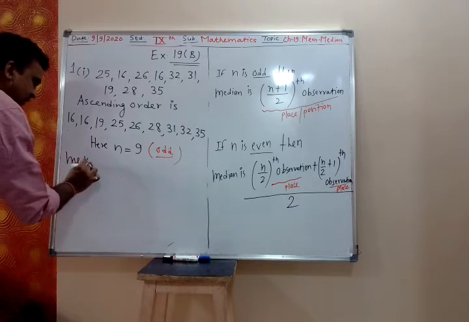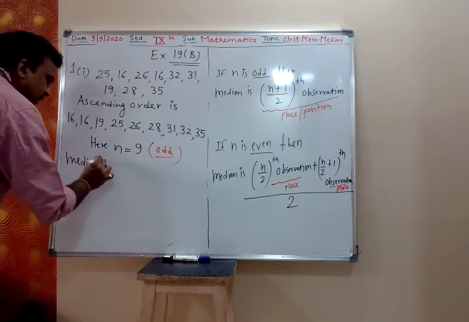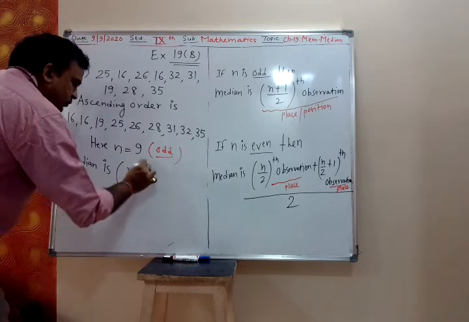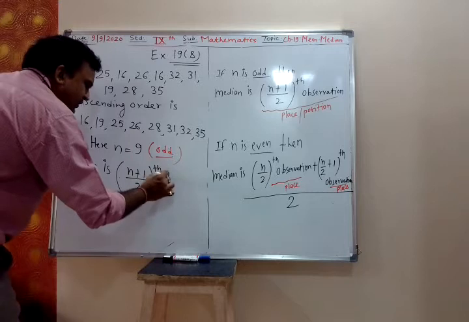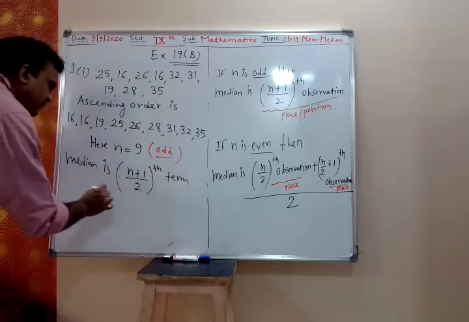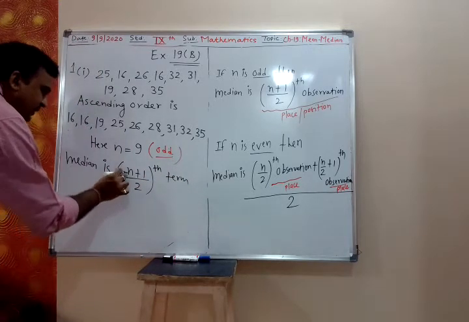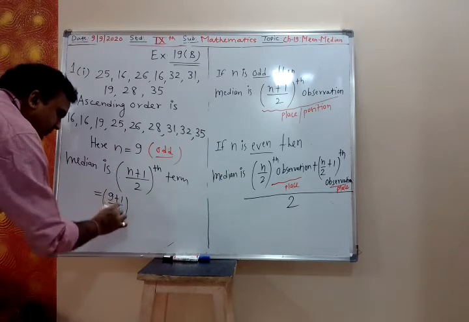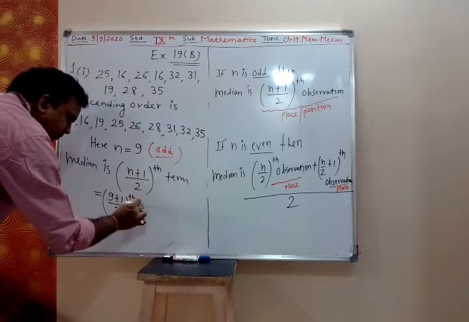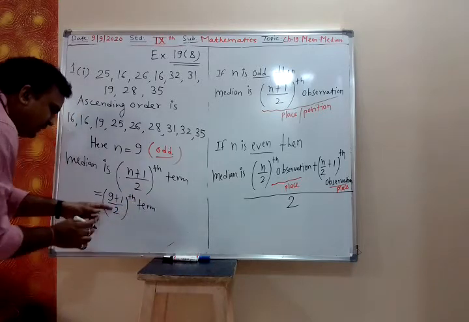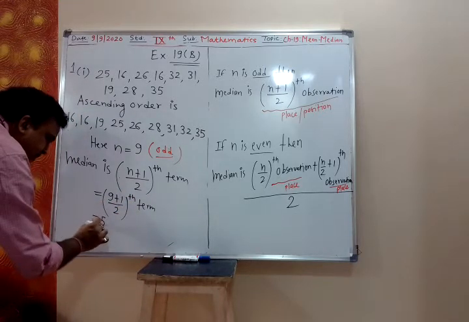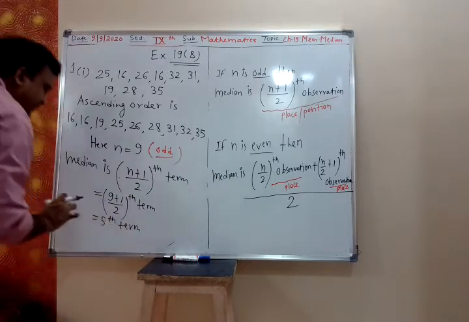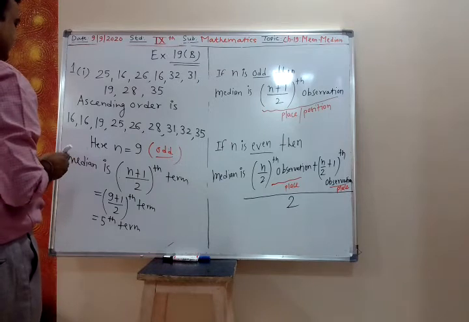So median is n plus 1 upon 2th term or observation, whichever you say. N is 9. 9 plus 1 upon 2th term. 9 plus 1 is 10. 10 upon 2, that is 5th term. 5th term is my median. My median is 5th term.